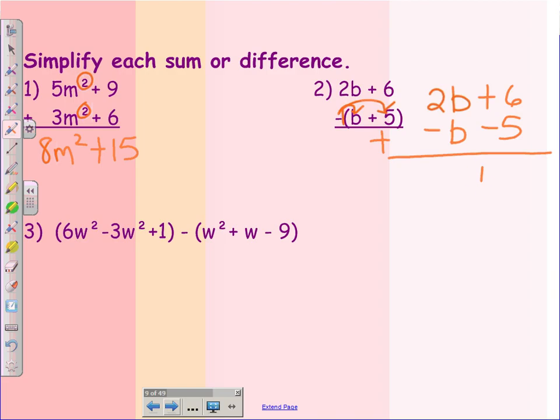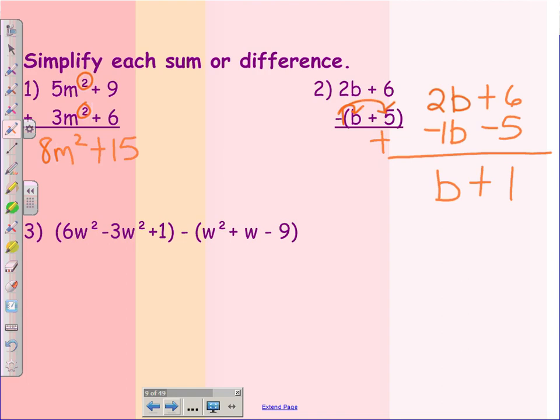6 minus 5 is a positive 1, and then 2 minus 1 would give me just b plus 1 as the final answer. So it's really important when you're subtracting to remember that you are subtracting not just the first term, but the second term, and then combine those terms that are alike.